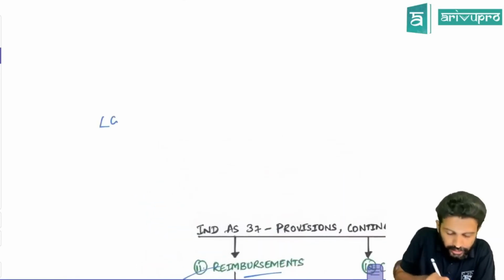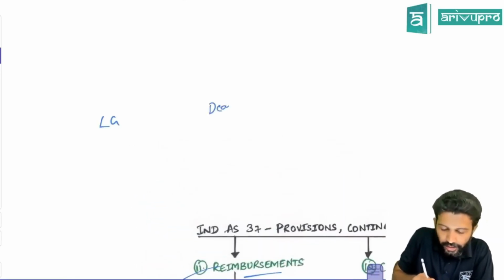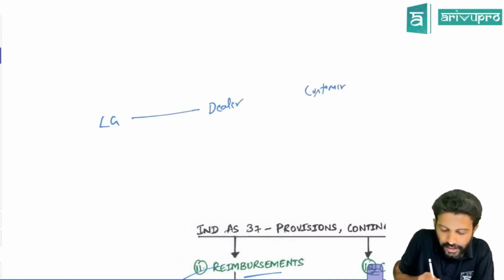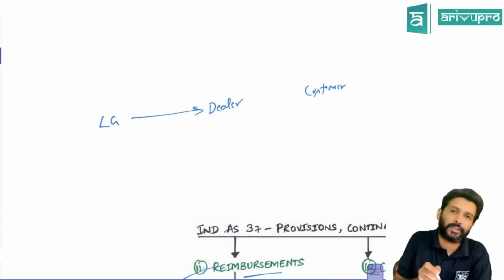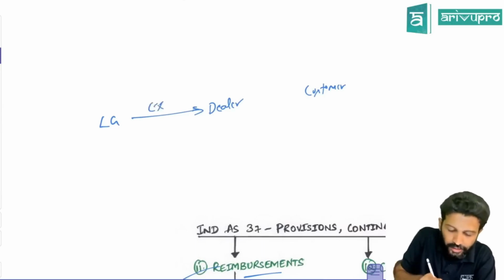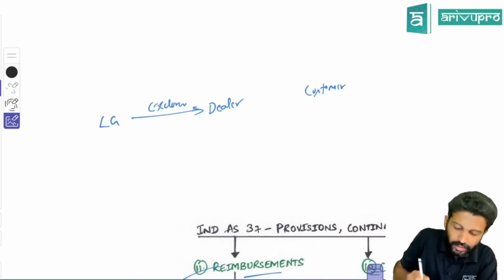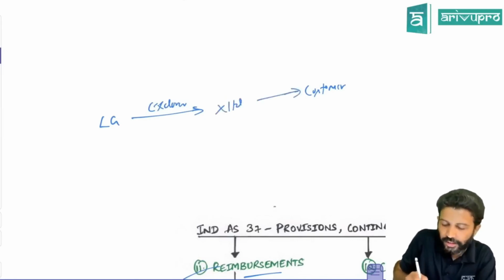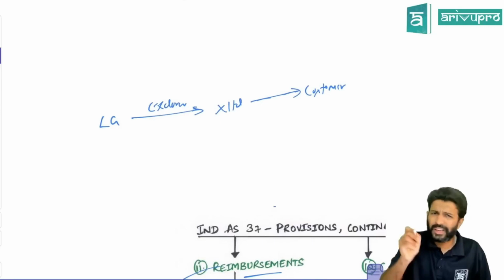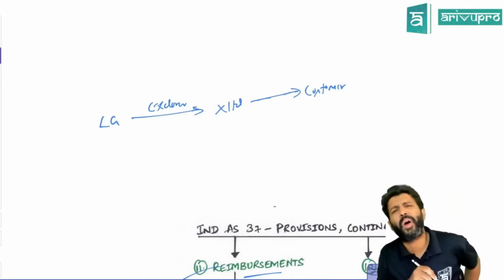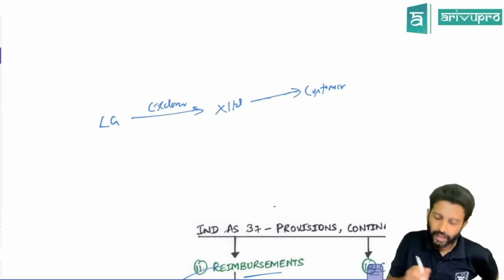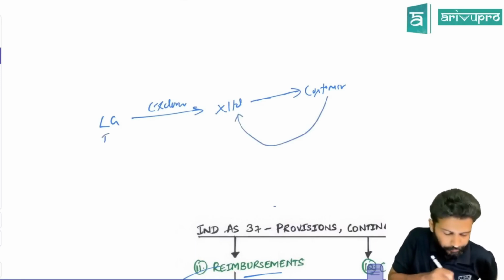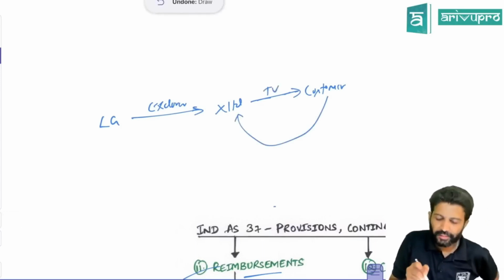Let's say LG, and there is a dealer and there is a customer. Okay, sir, LG has an exclusive dealer. Let's say this is X Limited, and this exclusive dealer sells the LG product to the customer. Let's say LG gives a warranty of 1 year. Now, the customer has come back to X Limited. Let's say this is an LG TV. We have sold some LG TV to the customer.